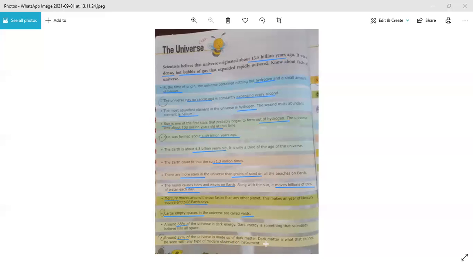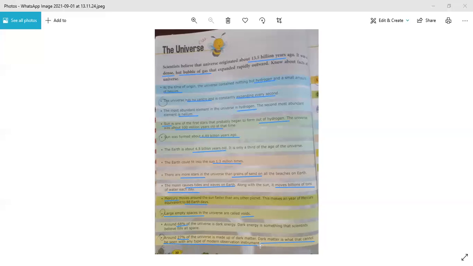And what is that dark matter? Dark matter is matter that cannot be seen with any type of modern observation instrument. It means if we take any kind of instrument, this dark matter is not visible. It cannot be seen. And how much dark matter is found in the universe? 27% of the universe is dark matter.